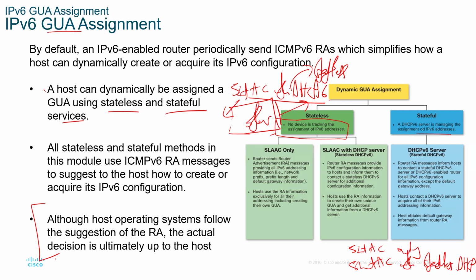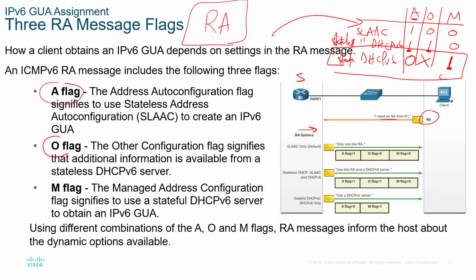For example, we have operating systems which say we should use SLAAC only. So what it means is, every time there is a suggestion, that operating system will always pick SLAAC only. There are others which choose to use stateful DHCP. Then from the suggestions, depending on the operating system of the host, it will pick one of those methods to configure its IPv6 address.